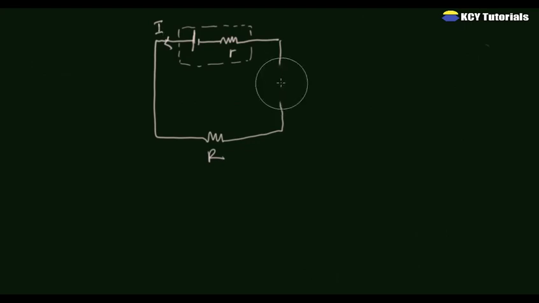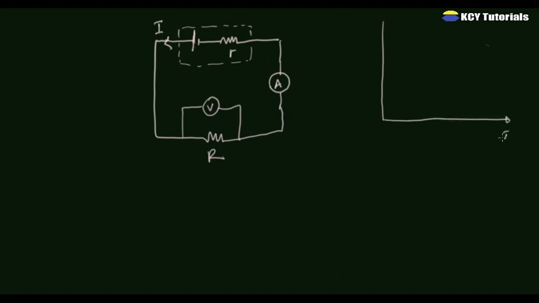Now I'm going to connect an ammeter here in series, and this voltmeter in parallel. Now what we do is that we measure the PD, or the terminal PD, across R at different values of current, and we obtain a plot which will look somewhat like this. Here we have the current in ampere, and we have the voltage, or the terminal PD, in volts.